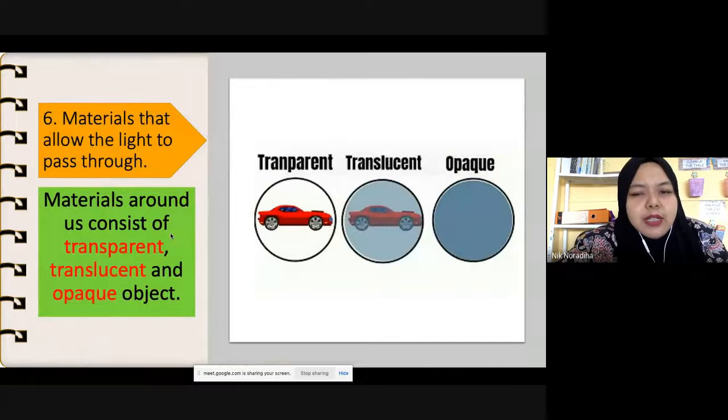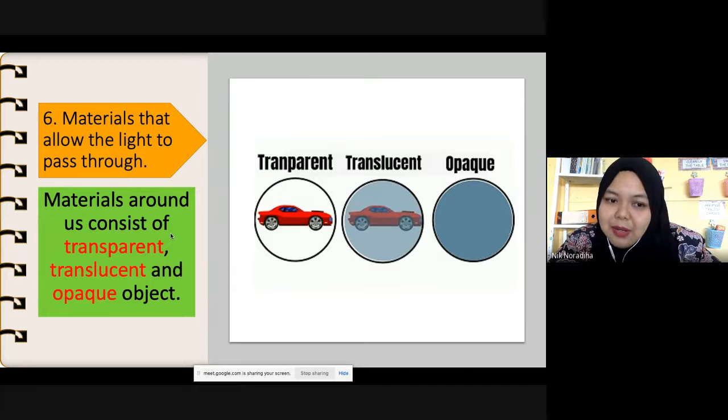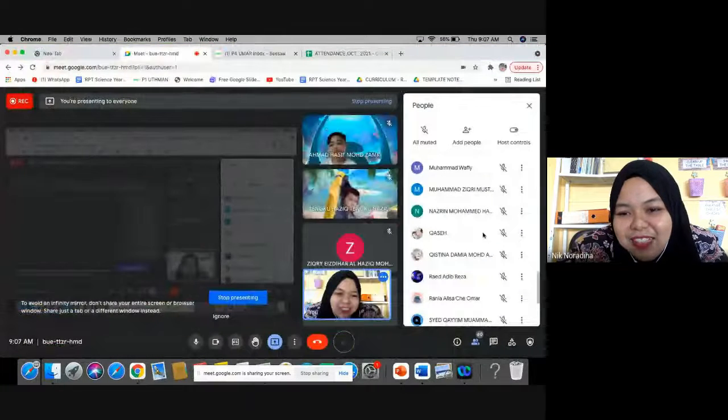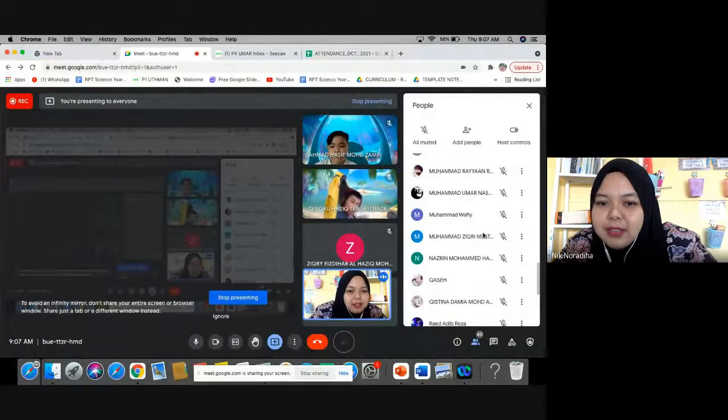Okay, this one we already learned in primary 2, and also in the topic of light in primary 4. Teacher wants to ask a question. What is meant by a transparent object? Haziq, transparent.